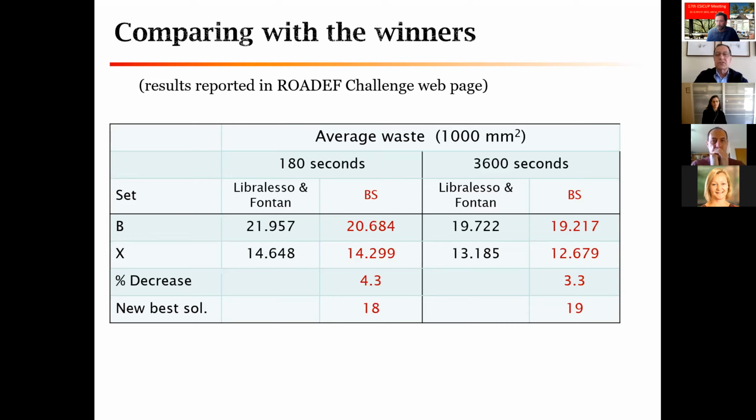Comparing with the best results obtained by Libralesso and Fontan, taking as a measure the average waste, we can reduce the average waste by 4.3% when running in a short time limit of 180 seconds, and by 3.3% when running on a long running time of 3,600 seconds. And out of the 30 test instances, we obtained better new solutions in 18 and 19 cases. So we can conclude that our algorithm seems to be very competitive for solving the realistic problem proposed by Saint-Gobain.